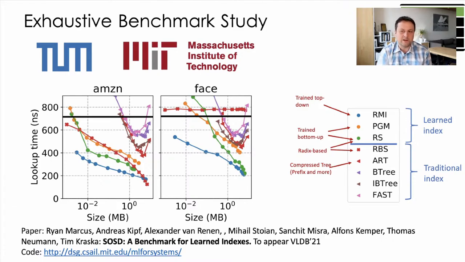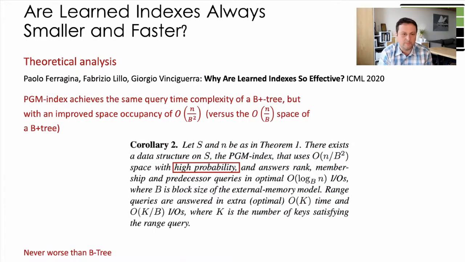Part of that is now actually also backed up by theory. For example, there's this nice paper by Paolo, which showed that with high probability, if the models learn something about the underlying distributions, the indexes will be smaller while providing the same type of lookup performance. This is particularly true for the PGM index they developed, which is a little bit different from the RMI ones I showed you earlier, because that one is created bottom up instead of top down.